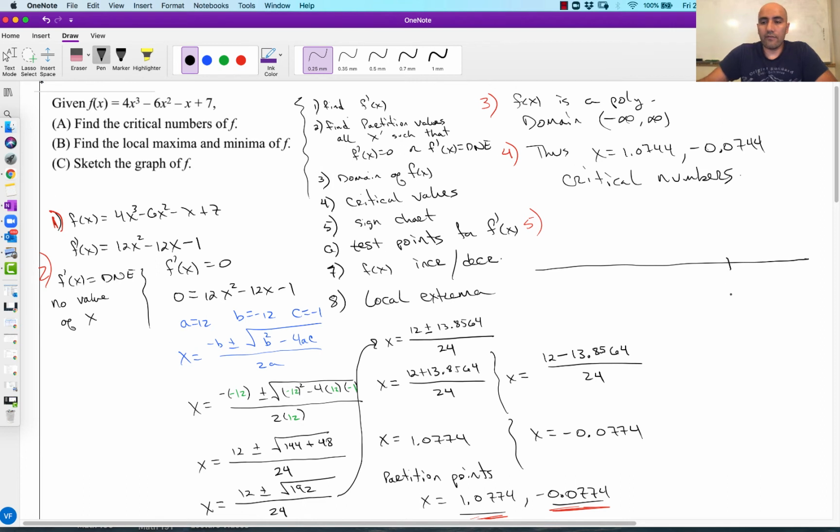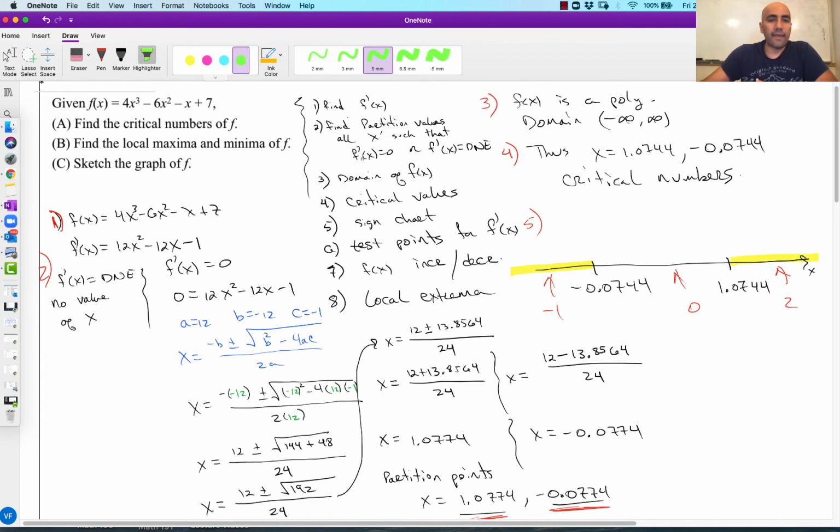And over here we have the value 1.0744. And then say over here we have negative 0.0744. This is the x-axis. So we're going to have to think of test points. We have 3 regions. How about if I choose negative 1 as a test point? How about if I choose 0 as a test point? And how about if I choose 2 as a test point? These are nice whole numbers that are in each one of these regions so that I can figure out what's happening from negative infinity up to this number, and then also figure out what's happening from this number up to infinity, and then the middle one between these two numbers.